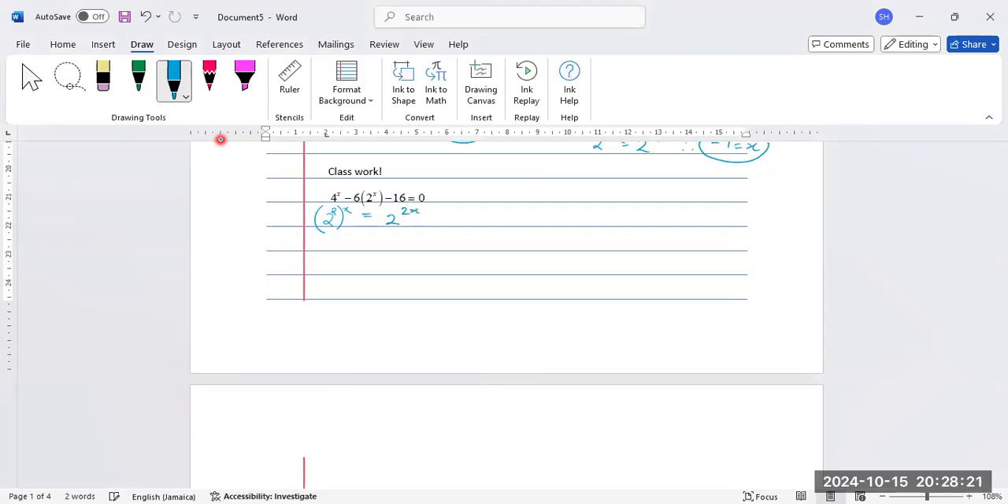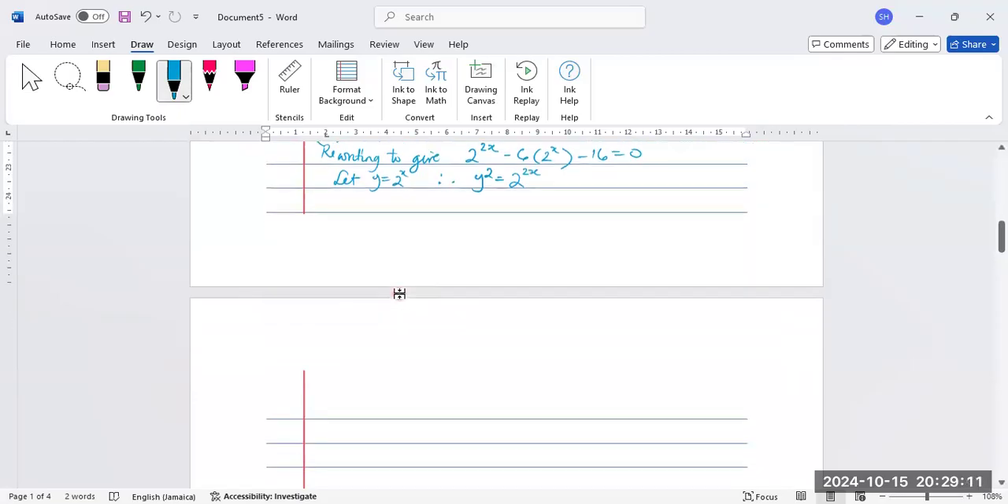Very, very important. And then now we can say, rewriting, 2 to the 2x minus 6. And then let y equal what? 2 raised to the x equals y. So therefore, y squared equals 2 raised to the 2x. So I'm going to have y squared minus 6y minus 16 equals 0. And that is where my trouble is coming.